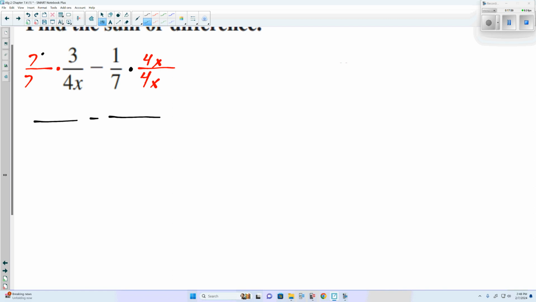Here we go. Let's multiply this here. 7 times 3 is 21. 7 times 4x is 28x, and we have our x. 4x times 7. 4x times 1 is 4x.